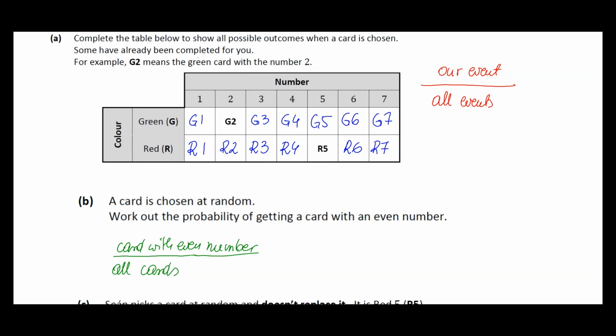Now, let's put numbers to that. So all cards, that's easy, that's 14. Now, how many cards have an even number? So even numbers are 2, 4, and 6. So therefore, I have 1, 2, 3, 4, 5, 6 cards. And we put that in the calculator with probability. We always do that to see whether it can simplify further, and that can simplify to 3 over 7.